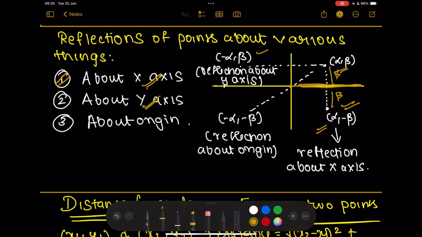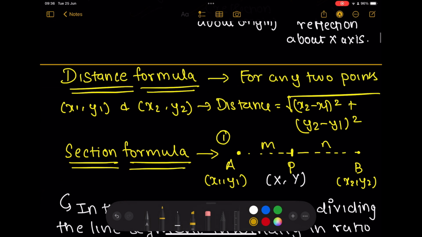Similarly, reflection about the y-axis will be minus alpha comma beta, and for reflection about the origin, you have to consider a mirror along the line y is equal to minus x. This will be the mirror, and the point lies along the line y is equal to x, alpha comma beta to minus alpha comma minus beta, and the mirror will be along the line y equal to minus x. Therefore the reflection of the point alpha comma beta about the origin will be minus alpha comma minus beta, right? This is another thing that you have to remember.